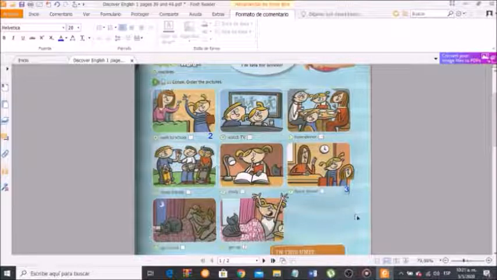Very good. What about picture number four? Very good. Meet friends. And remember, this is juntarse o encontrarse con los amigos. Picture number five is have dinner. And be careful here. Have dinner means cenar. Almorzar is have lunch.